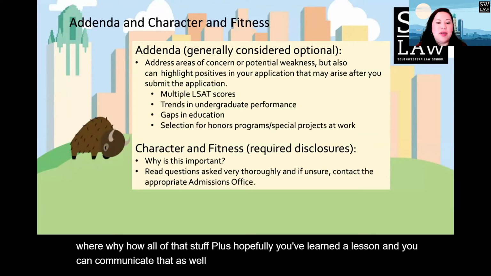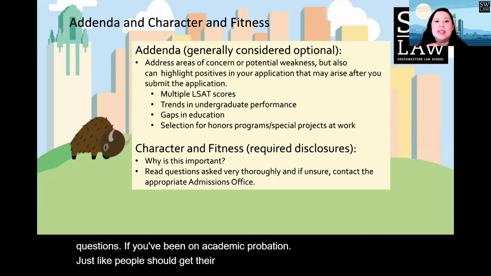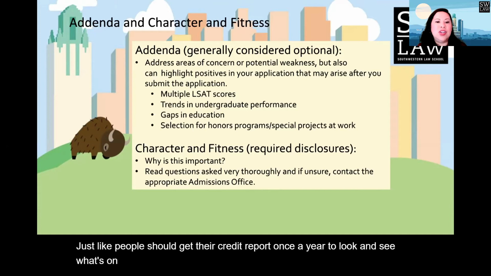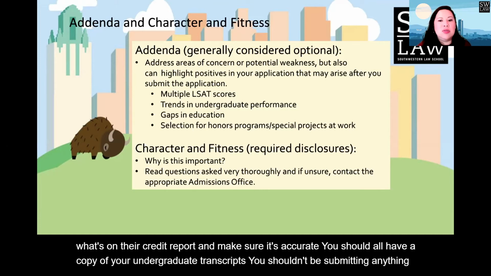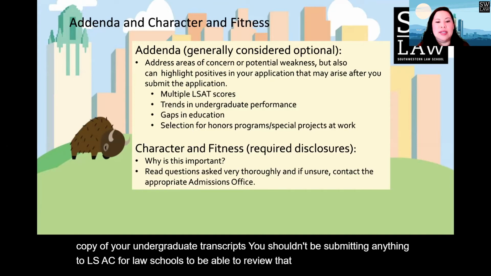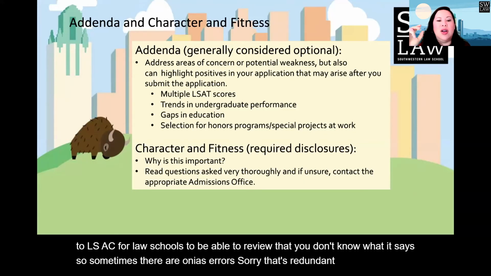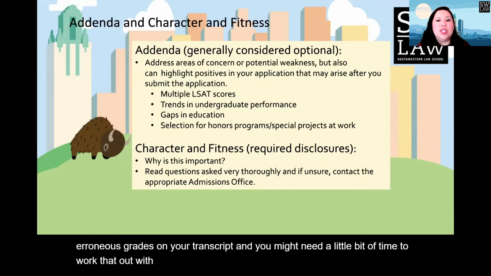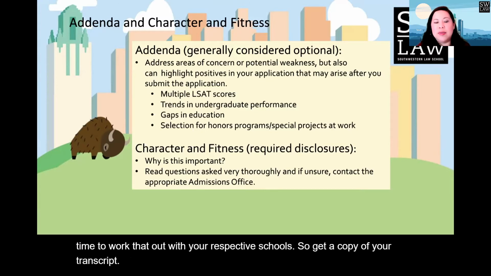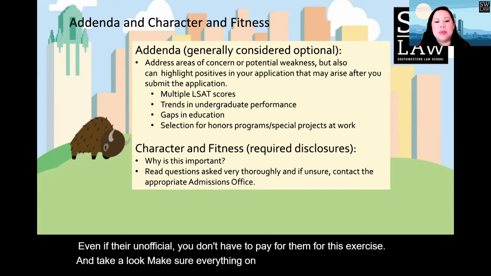So this is the same type of advice I would give for anything in the realm of the academic distress questions. If you've been on academic probation, just like people should get their credit report once a year to look and see what's on their credit report and make sure it's accurate, you should all have a copy of your undergraduate transcripts. You shouldn't be submitting anything to LSAC for law schools to review that you don't know what it says. Sometimes there are erroneous grades on your transcript, and you might need a little time to work that out with your respective schools. So get a copy of your transcripts, even if they're unofficial. You don't have to pay for them for this exercise. And take a look. Make sure everything on the transcript is as you would expect it to be.